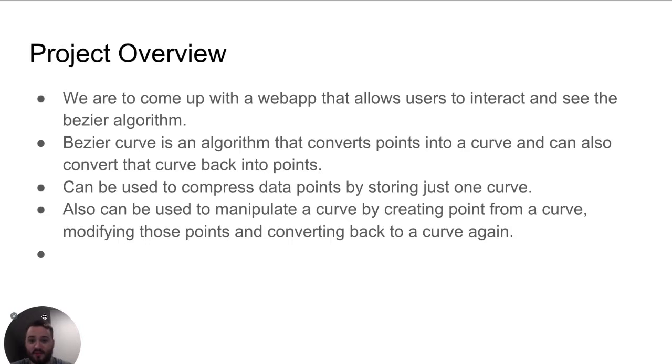It can also be used to manipulate, like for artists, who can manipulate drawings with this, because if you take a curve of an artist's drawing, you can actually convert that to points. Those points can be modified using other algorithms or other ways to modify those points, and then you can convert back to a curve, and now your new curve could be better than what you had originally made.